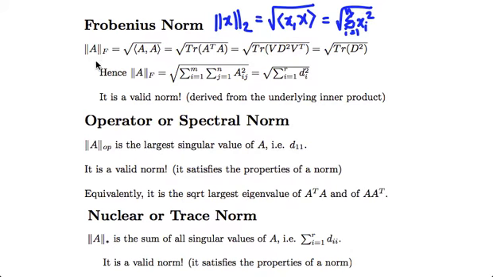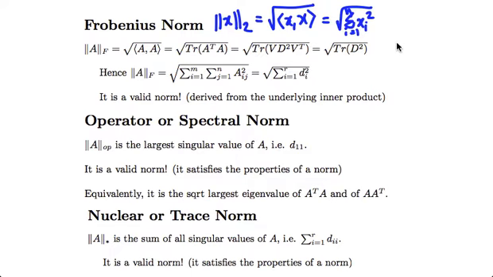So what we have for matrices is that the Frobenius norm is defined again as the square root of A dot A. Now this dot product was defined in the previous set of tutorials as the trace of A transpose A. So this is the square root of the trace of A transpose A.